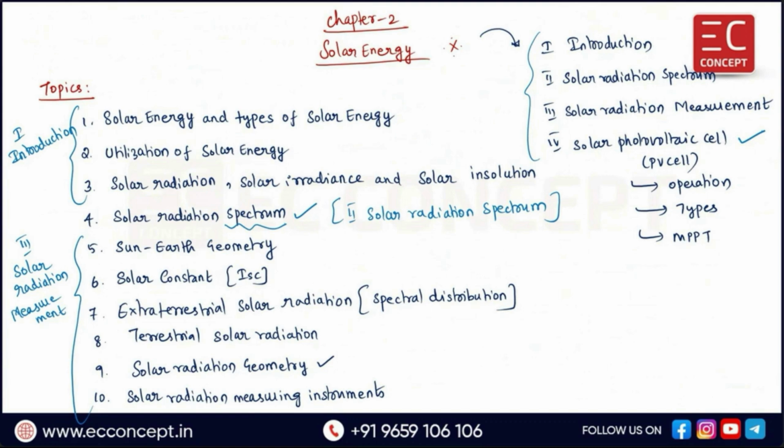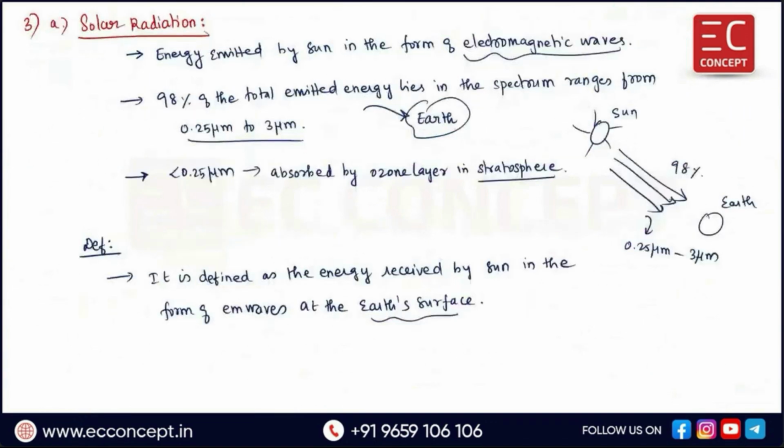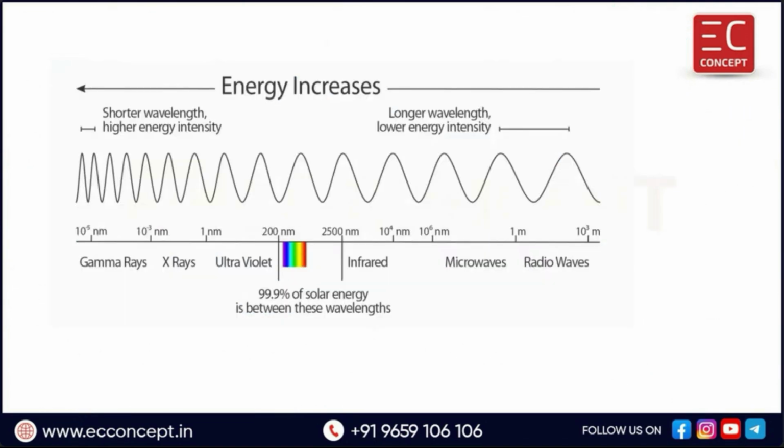The solar radiations are in the range of these many wavelengths, which they have given. So let us see from that angle. So the second, fourth part, is the solar radiation spectrum. I will write it here: second, solar radiation spectrum.